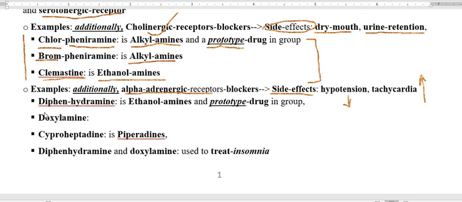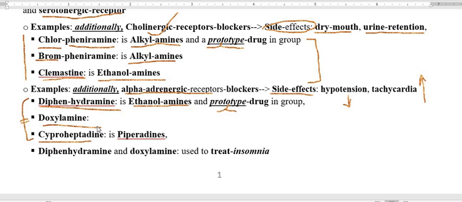The drugs are diphenhydramine, doxylamine, and cyproheptadine. So these three important drugs have additional activity of blocking the alpha adrenergic receptor. Of the examples I have mentioned, diphenhydramine belongs to the ethanolamine group and is also the prototype of this group, the ethanolamines.